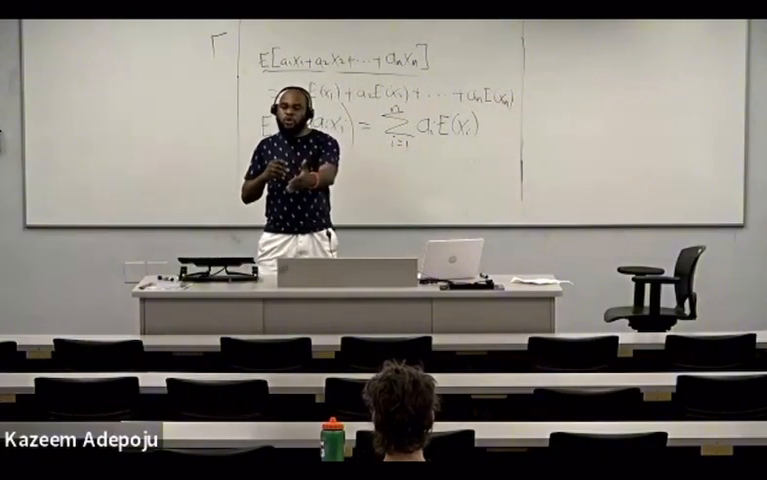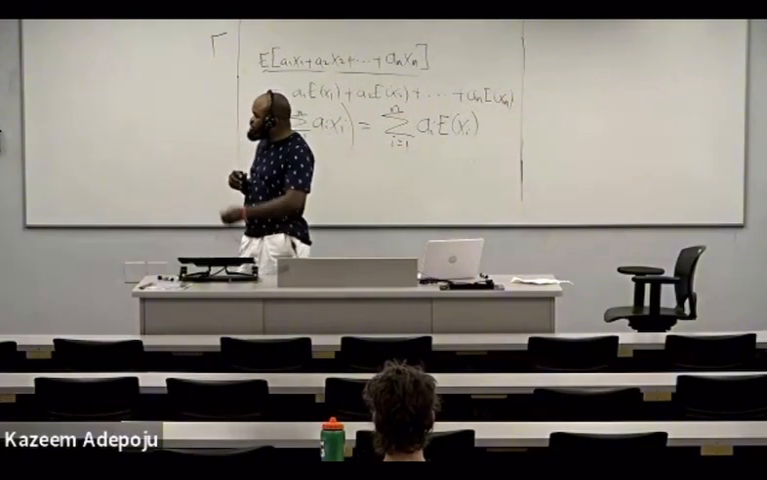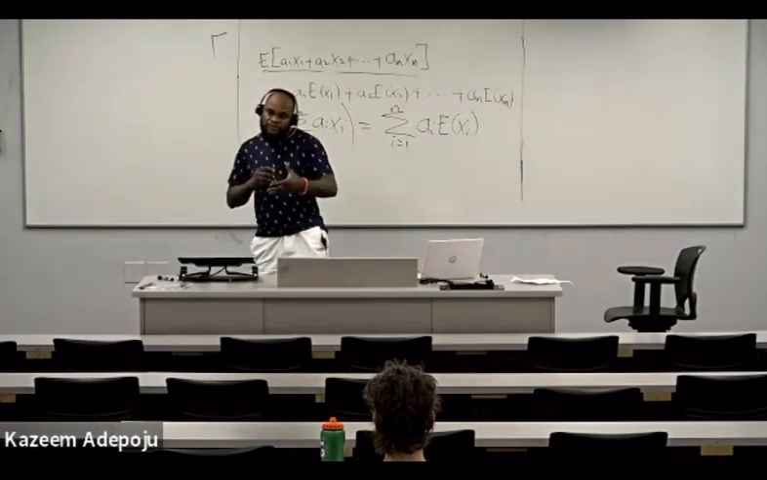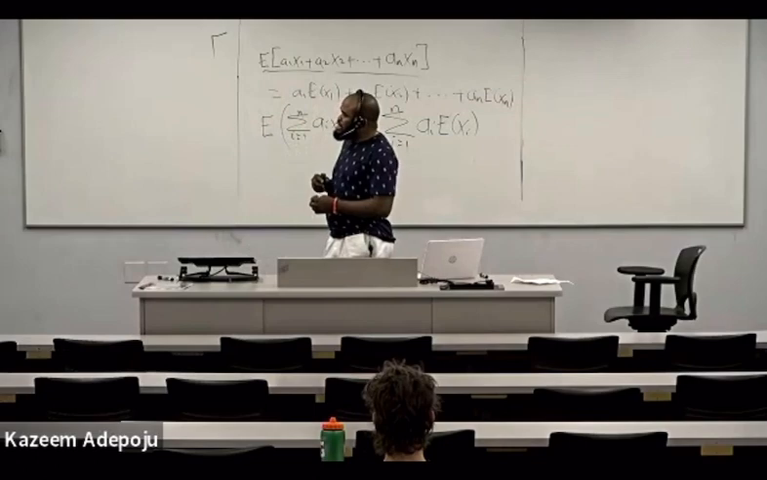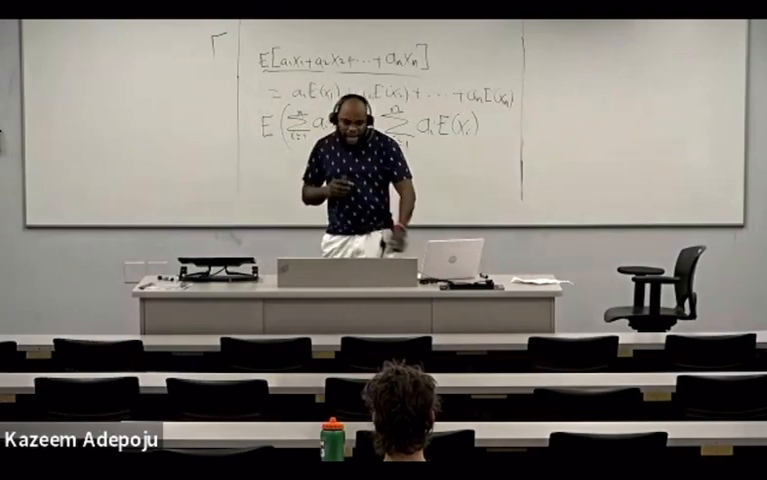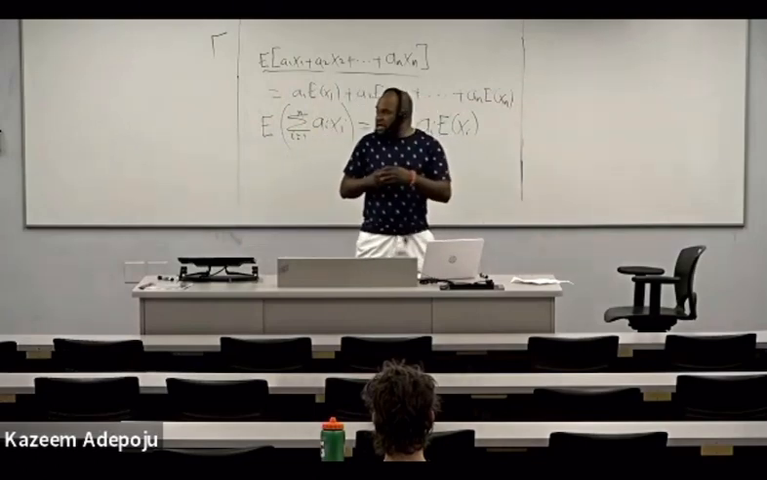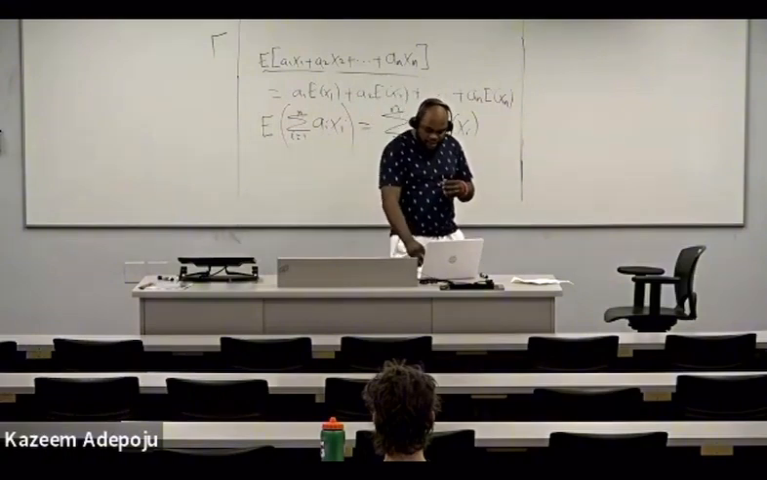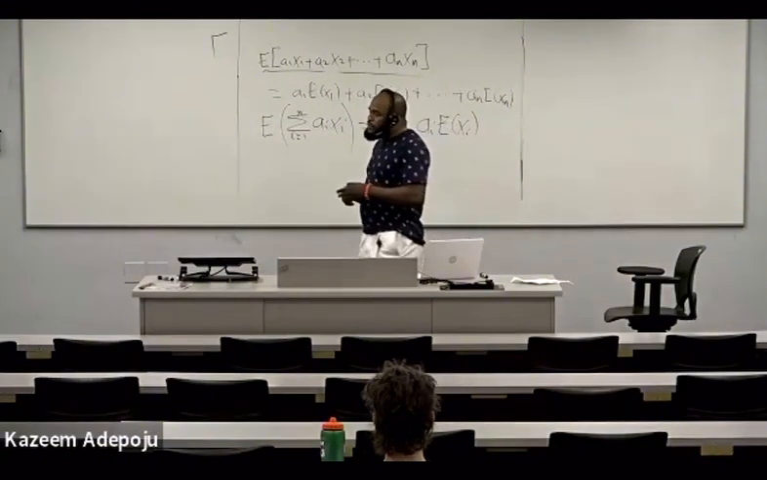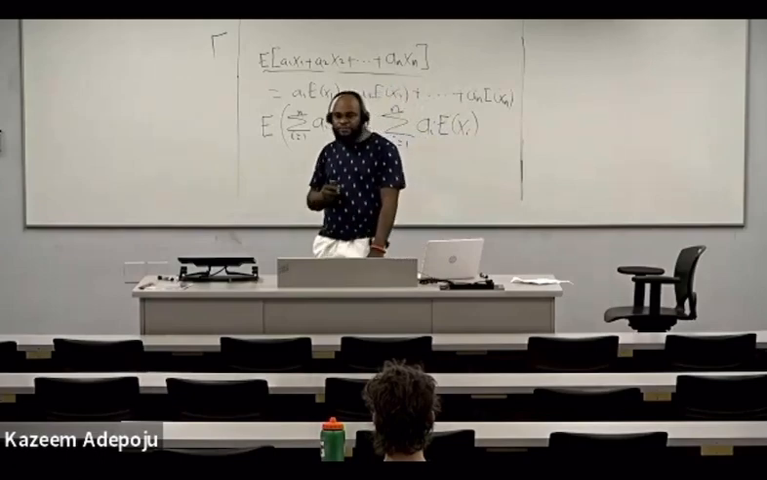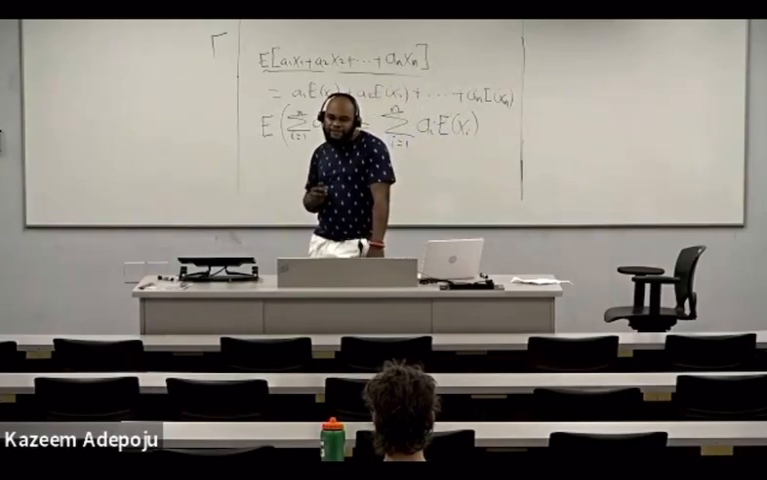Expected value of the sum is equal to the sum of the unconditional means. That's what it means. And the expected value of x minus y is basically going to be the expected value of x minus the expected value of y. So take notes.